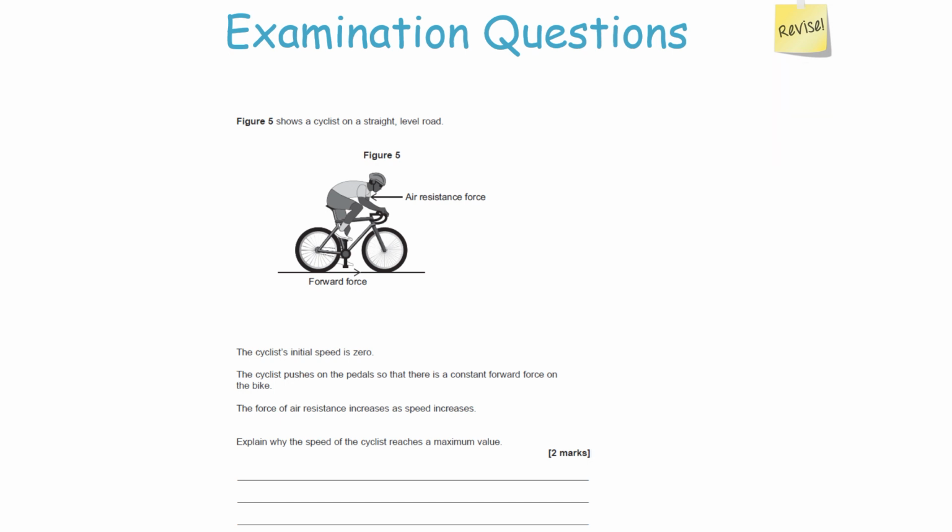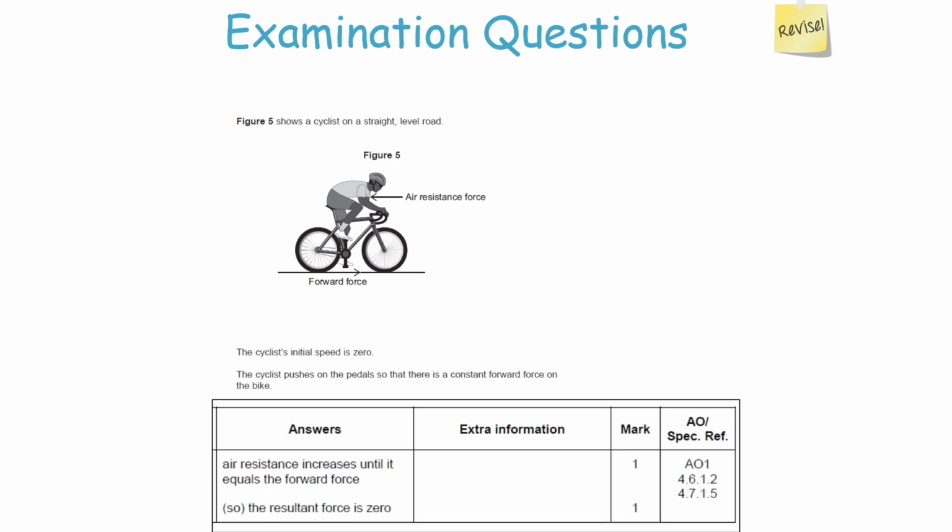Right, it's important to note that if the speed is reaching a maximum value, there's no more acceleration. So what happens for that? Well, you've got to know Newton's first law of motion, that a resultant force causes acceleration. So there's no acceleration, there's no resultant force. And why is that? Because the air resistance backwards is equal to the forward force going forwards, as shown on the diagram.